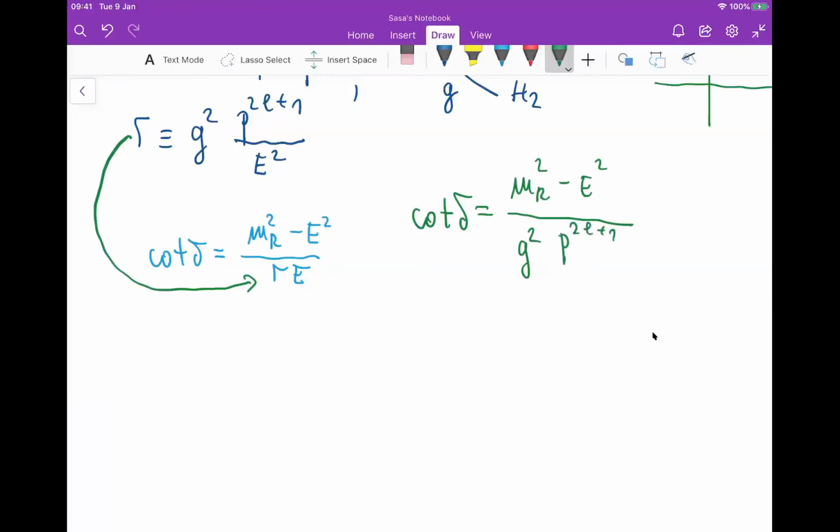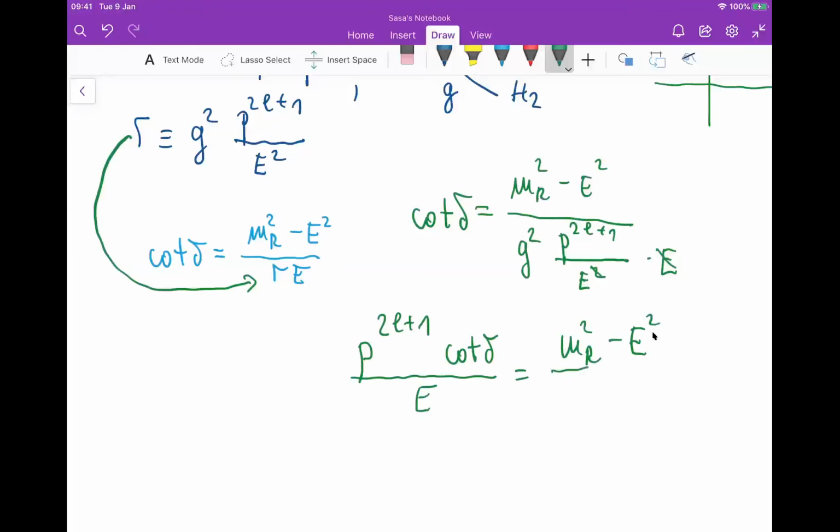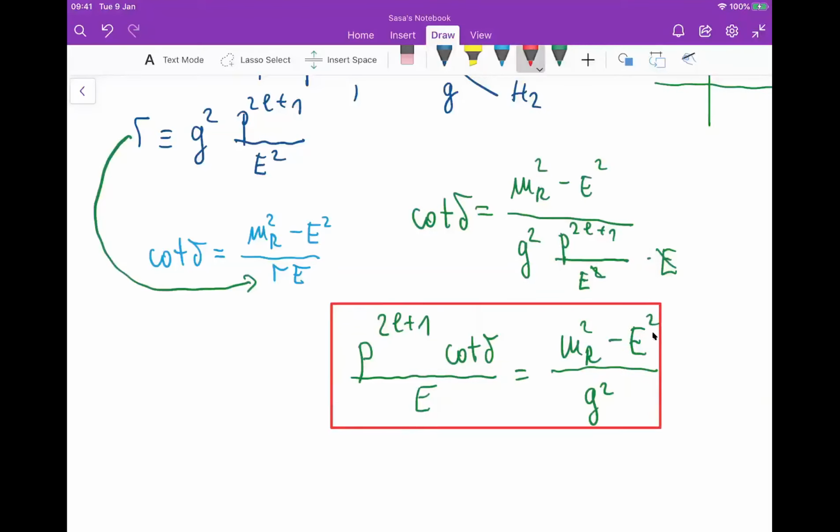Now this is for a general partial wave actually. So in case of a resonance, you expect this dependence. Now let me pull these two to the left. So what we have is p to the 2L plus one times cotangent delta over the energy. And what remains on the right-hand side is MR squared minus E squared over g squared. Let me circle this. So for a resonance, you expect this quantity to be falling.